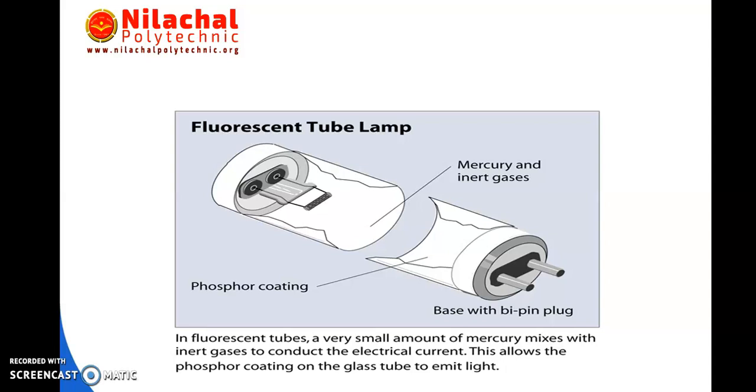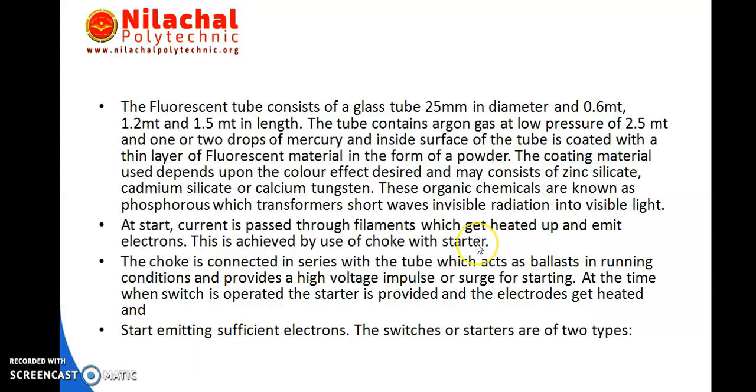So you can know this. The base with a bipin plug. This is the base with a bipin plug. Inside that it is present in this way. Mercury and inert gases are present in the tube. You know all these things. So come to the structural.